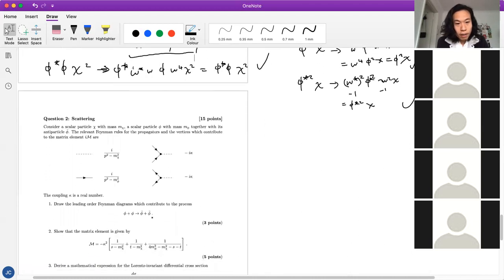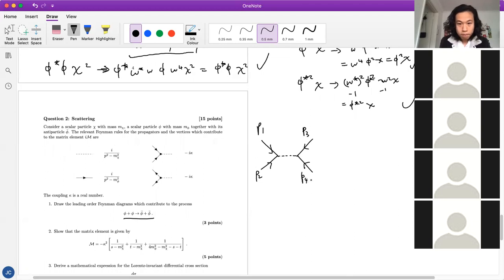Now draw the leading order Feynman diagrams which contribute to this process. So you actually have all three channels. The S channel gives you two particles going forward, let's call them P1, P2, with a chi propagator, and then two going back in to show that these are antiparticles, P3, P4. And you have two vertices.